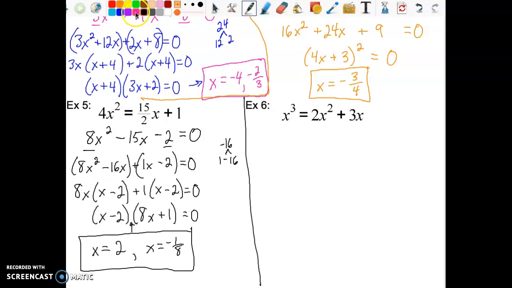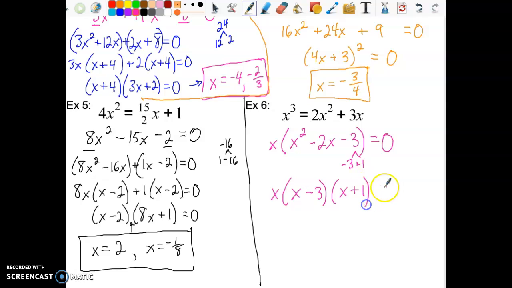And then the third one, or exercise 6, I would do two things as well. First of all, I notice there's an x in all of those, so I could factor out an x. And I'm also going to subtract 2x squared to the left side, and I'm going to subtract the 3 to the left side. But again, notice I factor out that x. So factors of 3 that add to be negative 2 has to be negative 3 plus 1. So I have x, x minus 3, x plus 1.